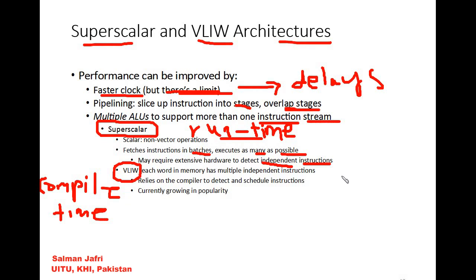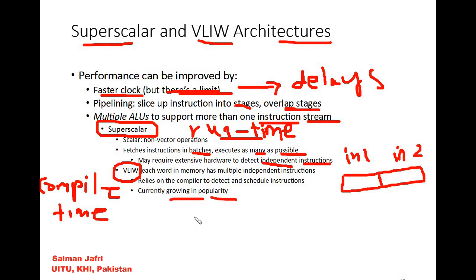So very large instruction word compilers might have a big instruction word size, in which, for example, instruction 1 and instruction 2 might be included together in a single instruction word, hence the term very large instruction word, and instruction 1 and instruction 2 could be executed in parallel independently. So there's a lot of interest and growth in the VLIW architecture.